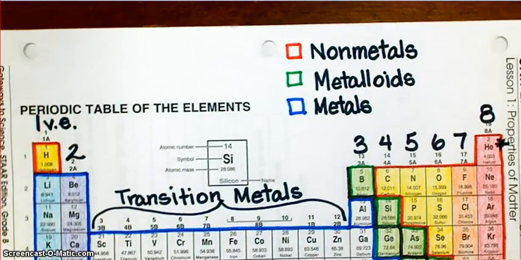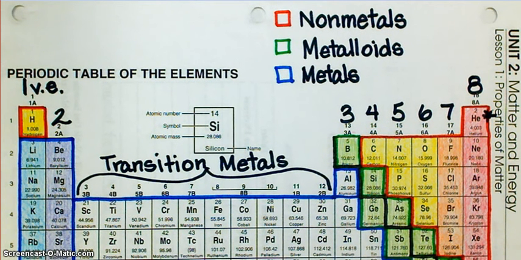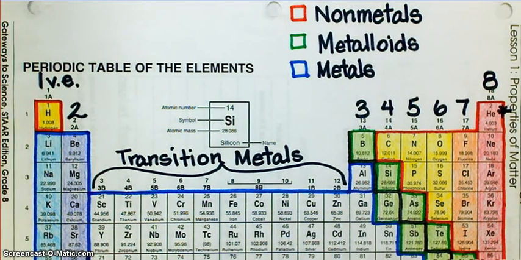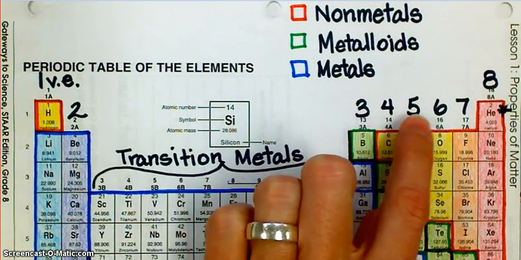I made a key. The red border is nonmetals. The green border is metalloids. The blue border is metals. Then I also went and labeled the tops of these tall columns.